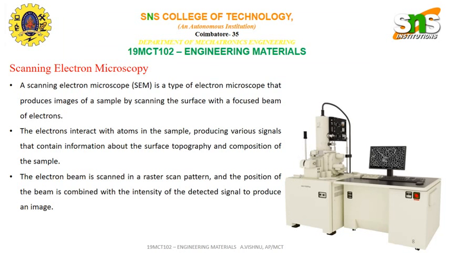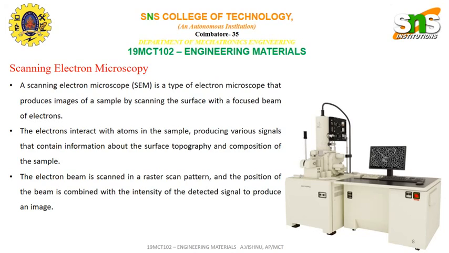Scanning electron microscopy. SEM is a type of electron microscope that produces an image of a sample by scanning the surface with a focused beam of electrons. The full setup of an SEM machine is shown on the right side of your slide.